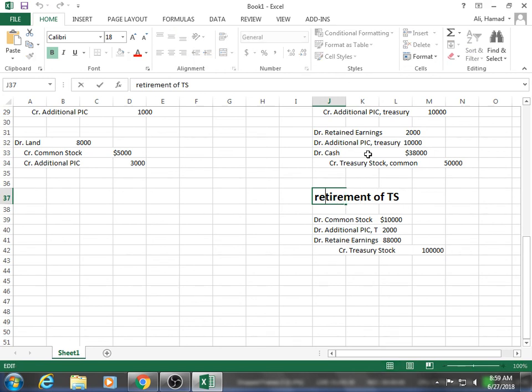TS is treasury stock. All right, now do we have anything else left? Yes, we do have a couple of things. Now the dividends. We need to look at the accounting for dividends. We'll just do the cash dividends for now, and the stock dividends.